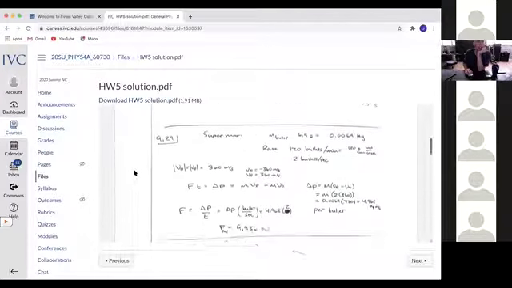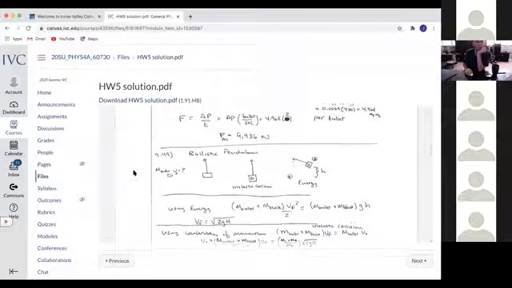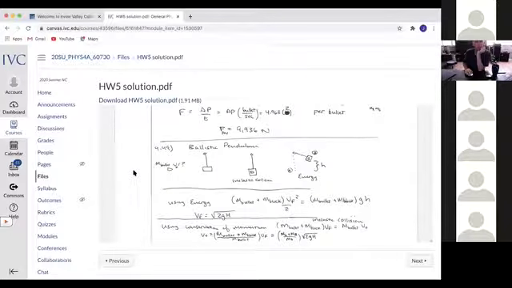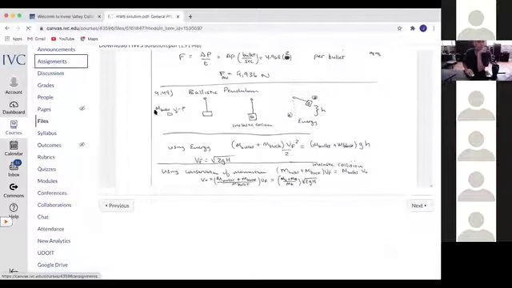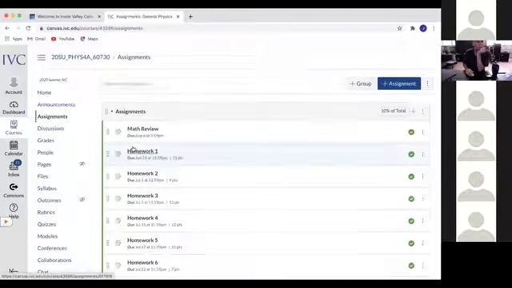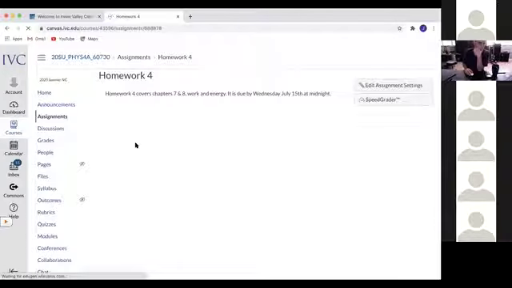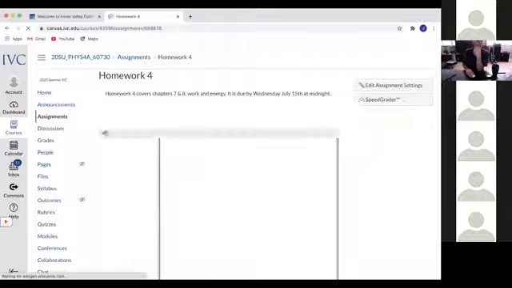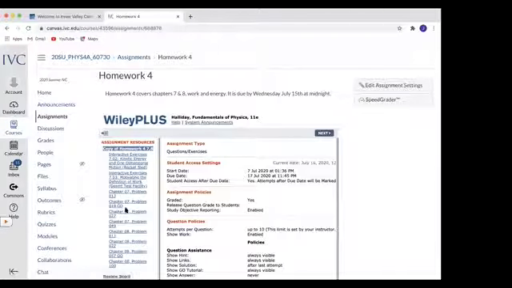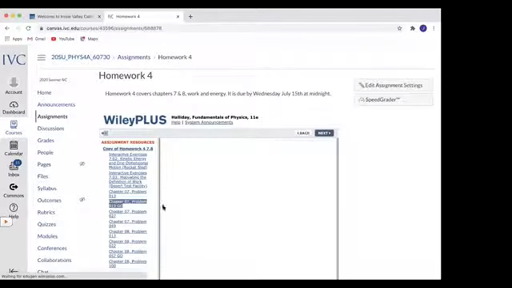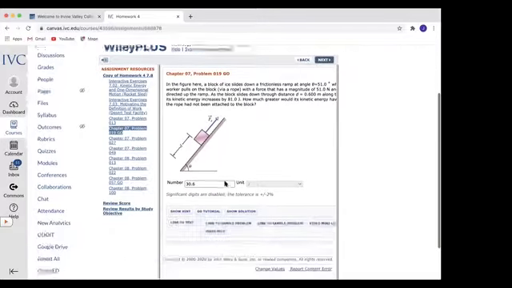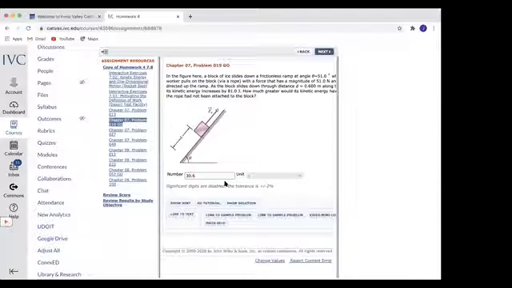Number 19 on which homework? I'm sorry, Calvin, which homework? Homework number 4. Homework 4, number 19 eventually. Oh, this. Yeah. So the idea here is that, let me go back to this.